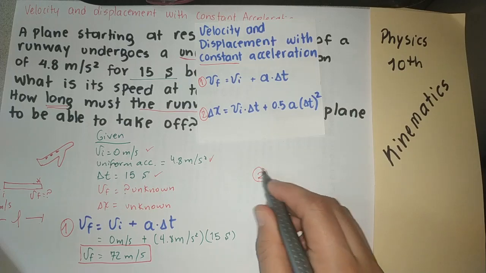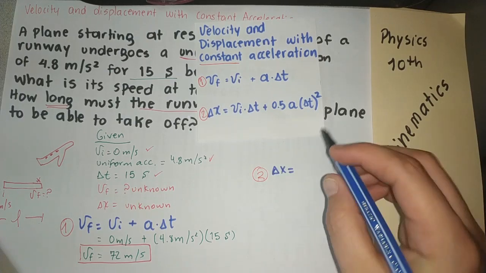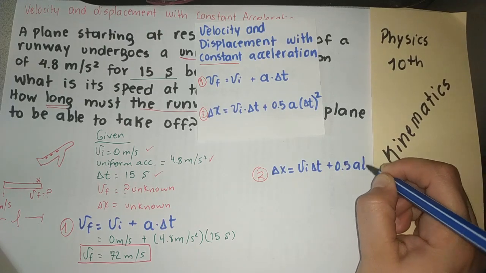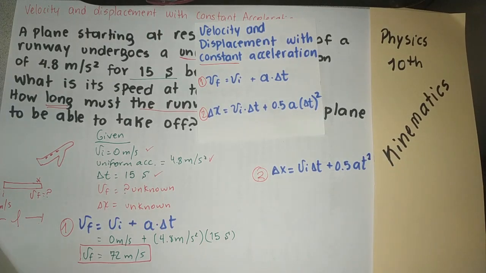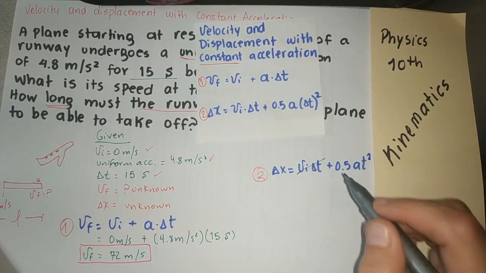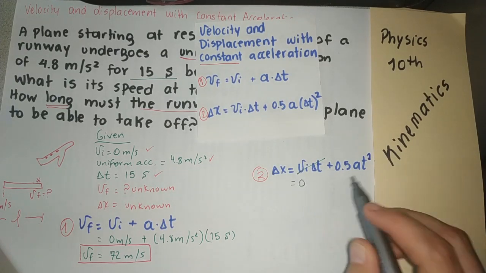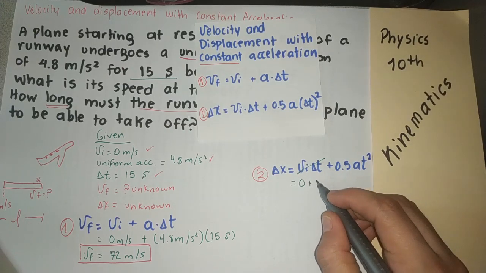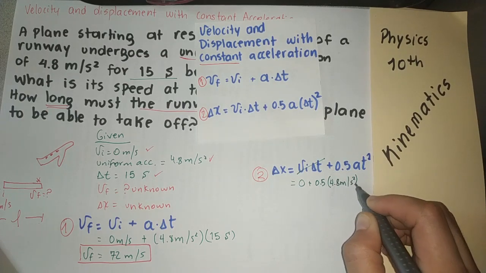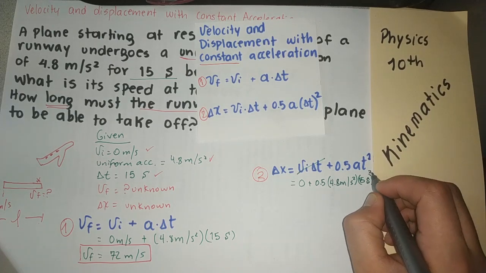So it says delta x is equal to initial velocity times delta t plus 0.5 times acceleration times time to the second power. We know that the initial velocity is 0, so all this term will be 0. Why? Because 0 times 15 is going to be 0, plus 0.5 times acceleration, which is 4.8 meters per second squared, and the time, that is 15 seconds to the second power.